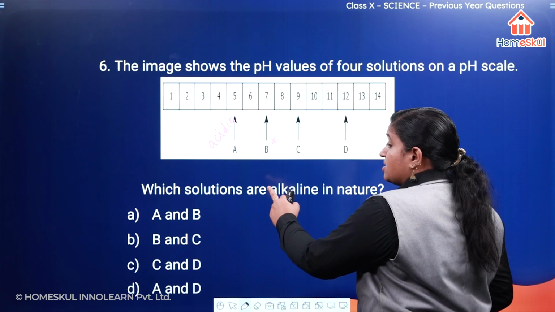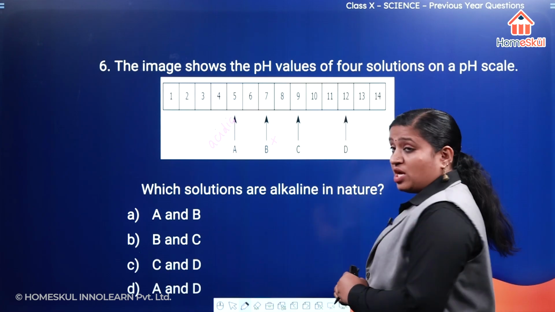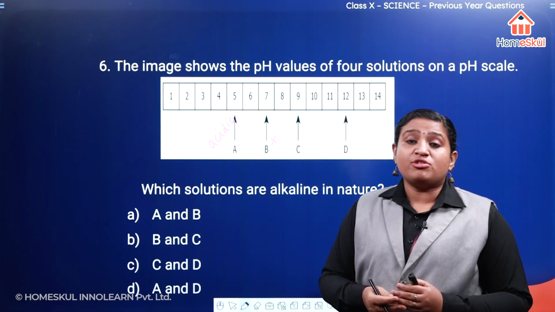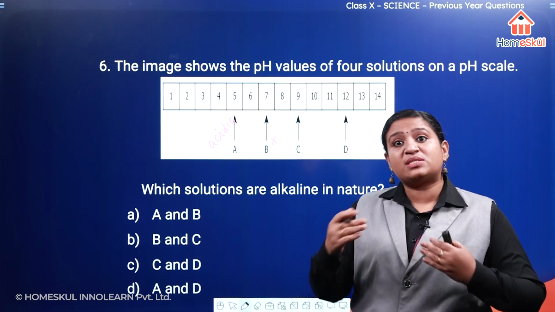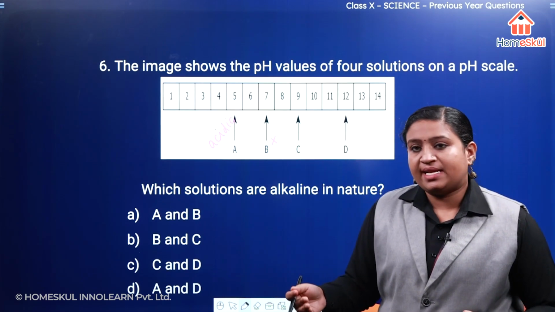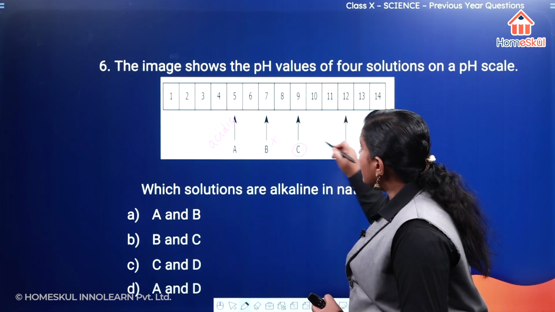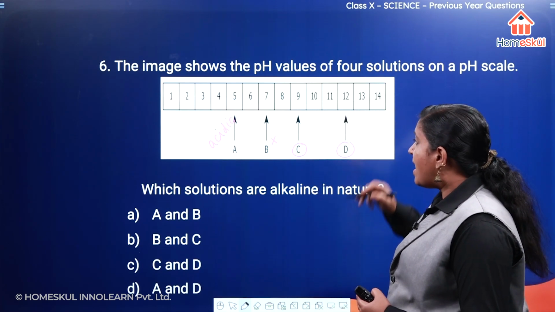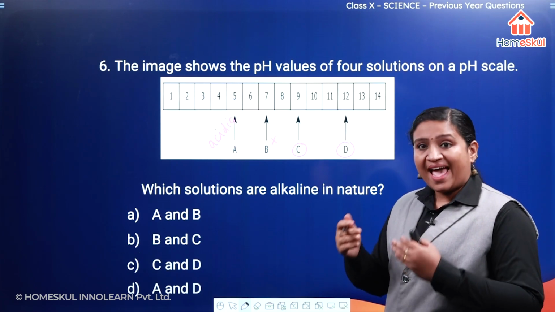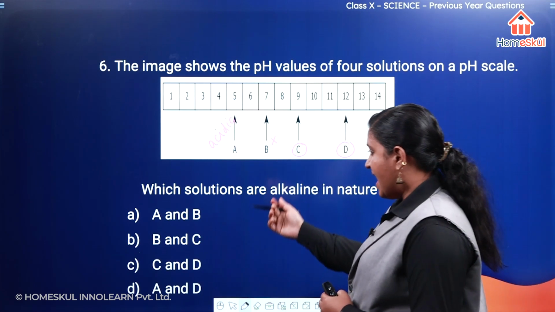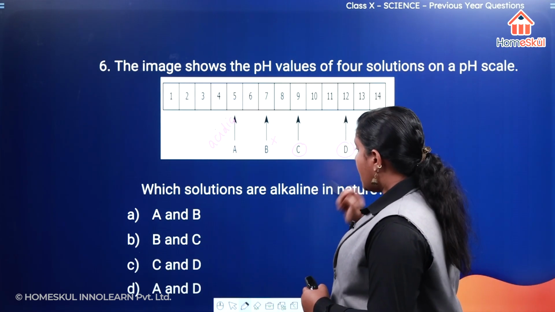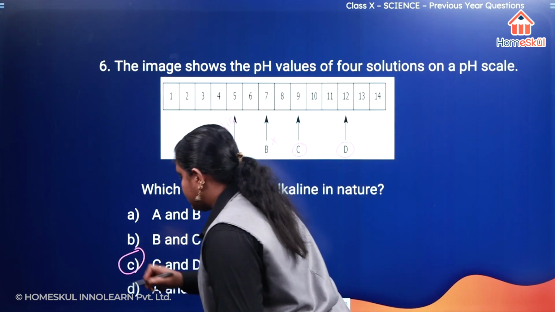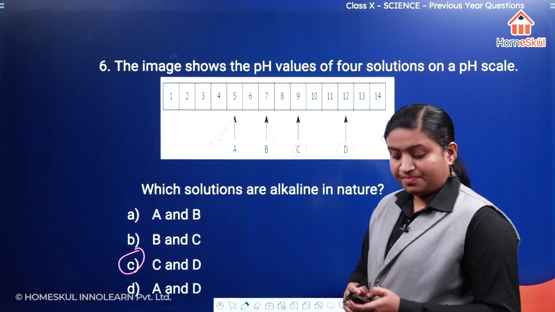What is the question? Which solutions are alkaline in nature? We know alkaline solutions are having pH above 7 up to 14, isn't it? So, C and D having pH values 9 and 12 respectively are alkaline in nature. So, our answer is C and D, that is option C. Okay.